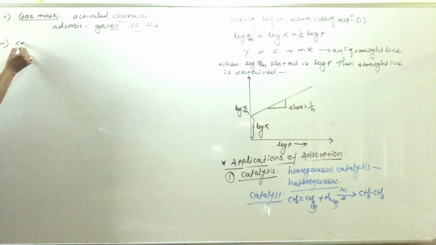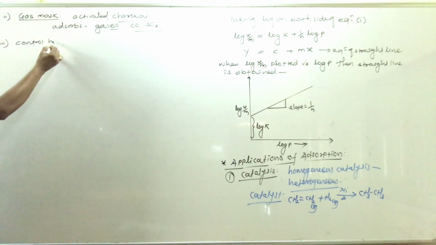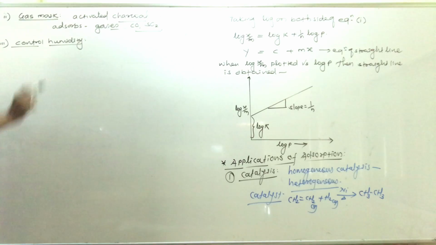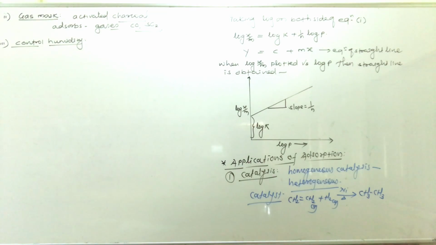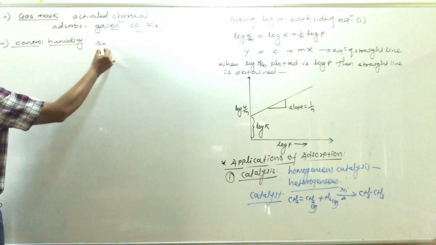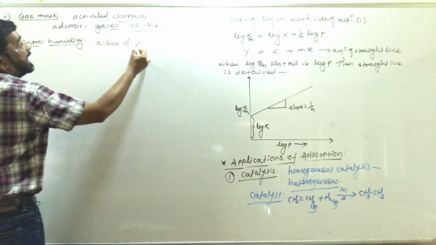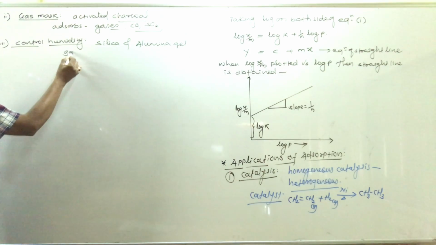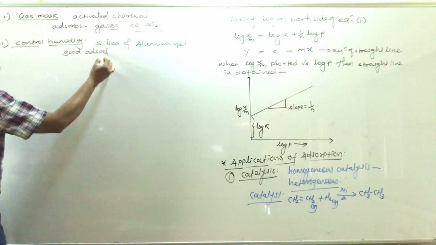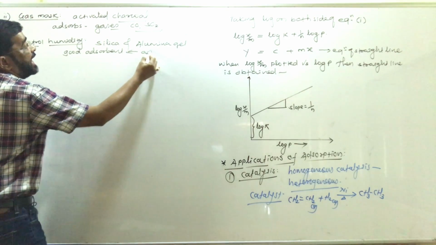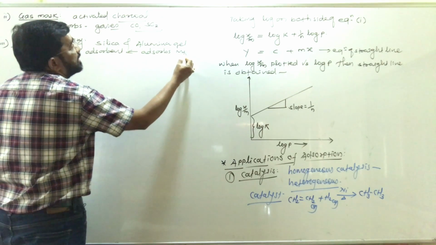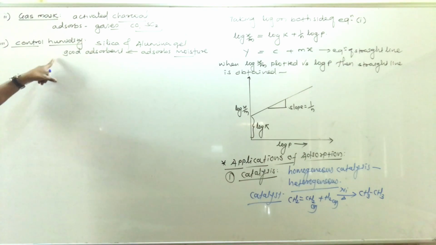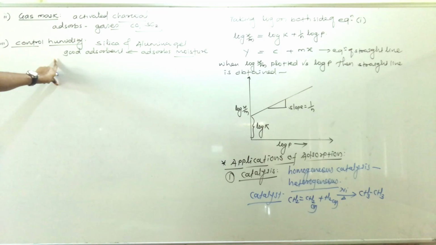Also, to control humidity, there is use of the adsorption process. Silica and alumina gel are good adsorbents, and they adsorb the moisture from the atmosphere, and therefore they control the humidity.